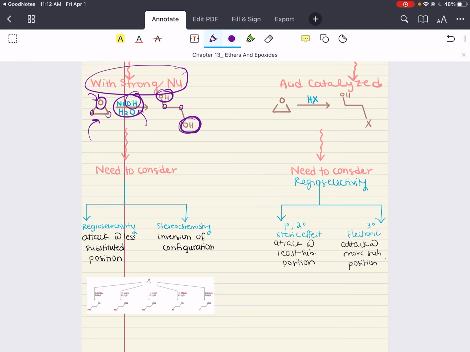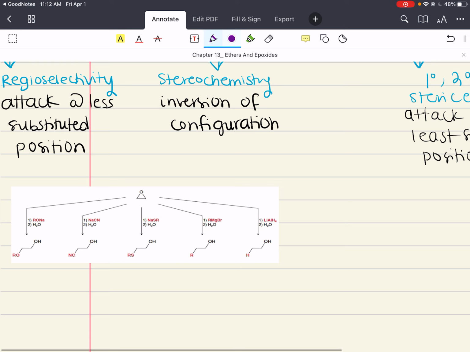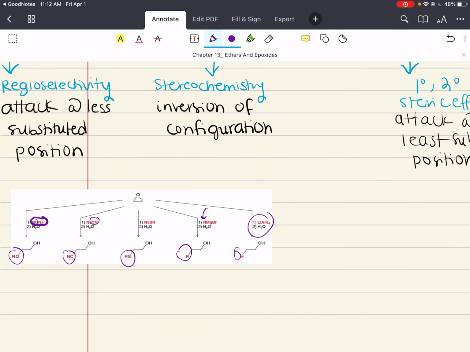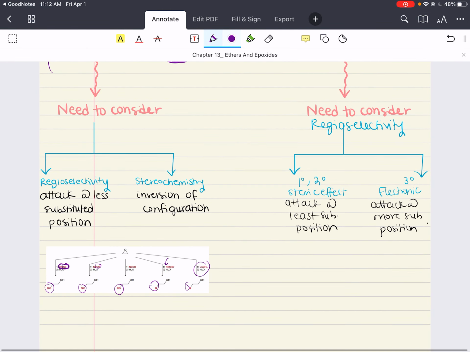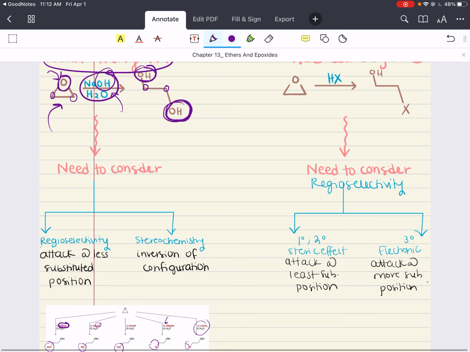This other group depends on what your strong nucleophile is, and you can look at a table right here that will show you, depending on the nucleophile you use. If you use a sodium OR, then you're adding an OR group. If you're doing a nitrile, you add the nitrile group. SR, or if you do your Grignard reagents to open your ring, then you get to add whatever R group you want, methyl, phenyl, ethyl, whatever it is. And if you are using a reducing agent, then you get to add hydrogen on the other side when your epoxide ring opens.